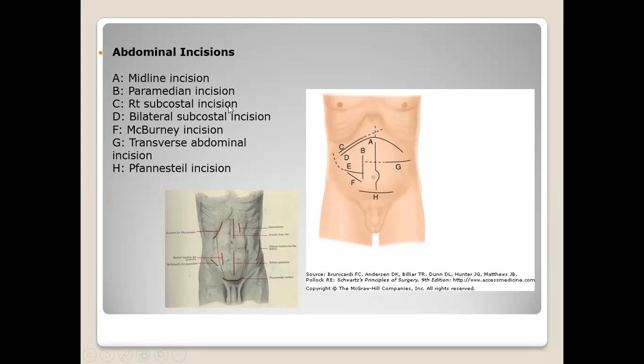Then we have the right subcostal incision, in the subcostal region. This is the right subcostal. If it extends all the way from here to this side, then it is called a bilateral subcostal incision. Then McBurney's incision, at McBurney's point, especially in case of appendicitis. Then the transverse abdominal incision, and this is the Fenstell's incision here. These are some of the different types of incisions which surgeons take, depending on which is more convenient for them and better for the patient.